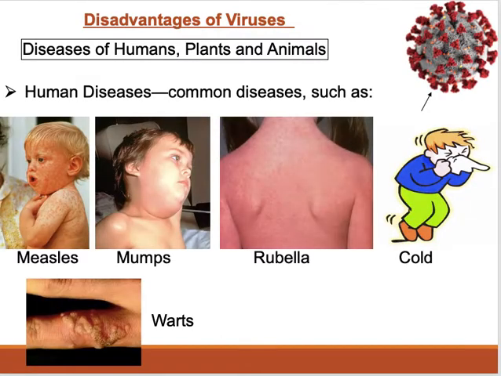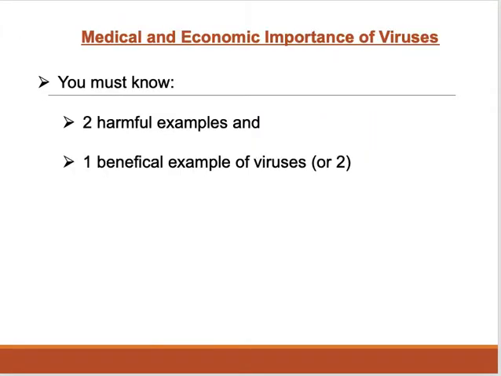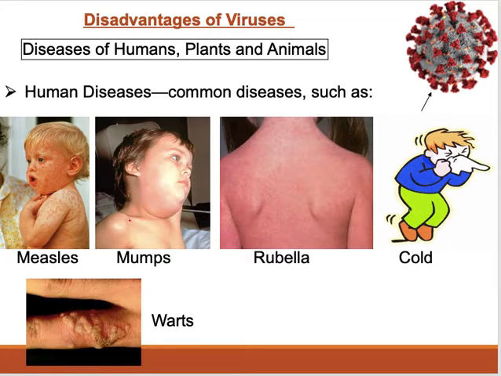Now, the last section of this chapter involves looking at the medical and the economic importance of viruses. You definitely need to know 2 harmful examples and 1 beneficial example, or maybe it's 2 beneficial examples, as I mentioned earlier. People aren't entirely sure about that, so maybe best to learn 2. So disadvantages are easy to come up with, I would say.